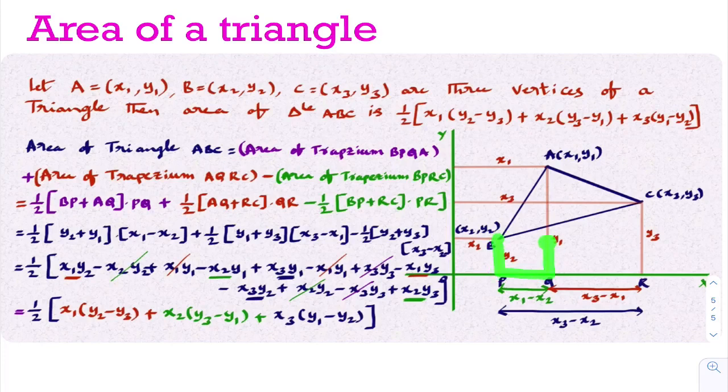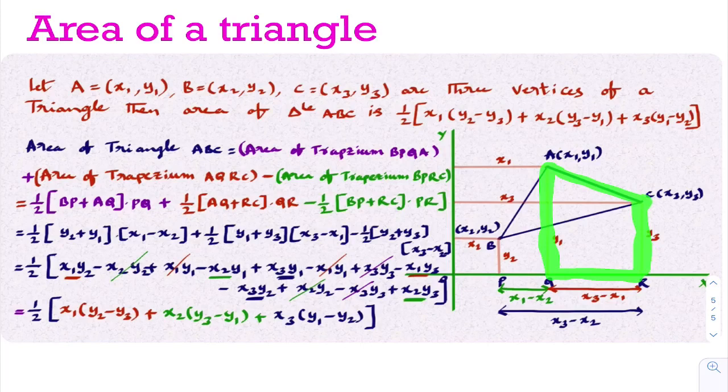This is the first trapezium, BPQA. What is a trapezium? In a quadrilateral, 2 sides are parallel and 2 sides are non-parallel. Here BPQA is a trapezium. Now I'll show you one more trapezium, that is AQRC. This is another trapezium. You can observe that in this, AQ and RC are parallel sides, and the remaining 2 sides are non-parallel.